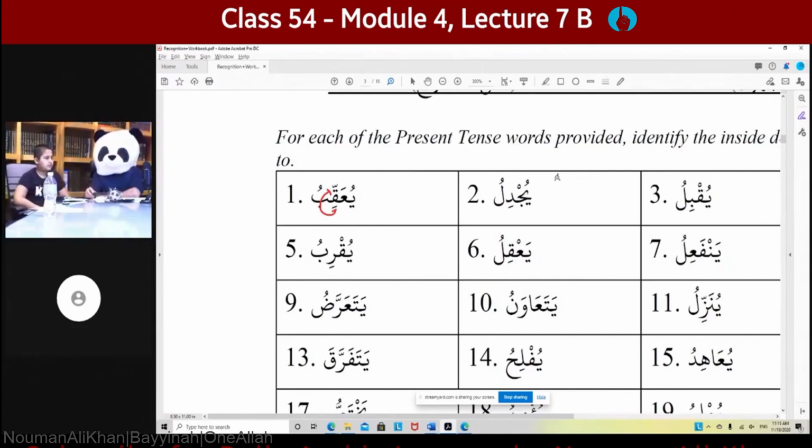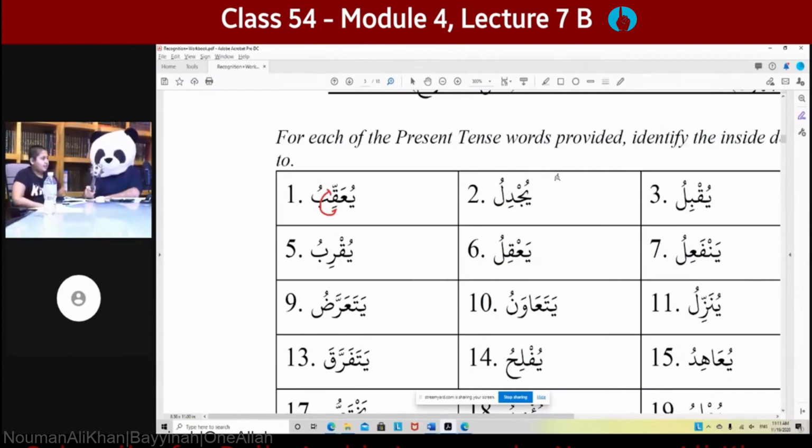Yanfa'ilu. It's present. Make it passive. Yun. No, it doesn't change, because it's part of the Yanqalu family. Good job.